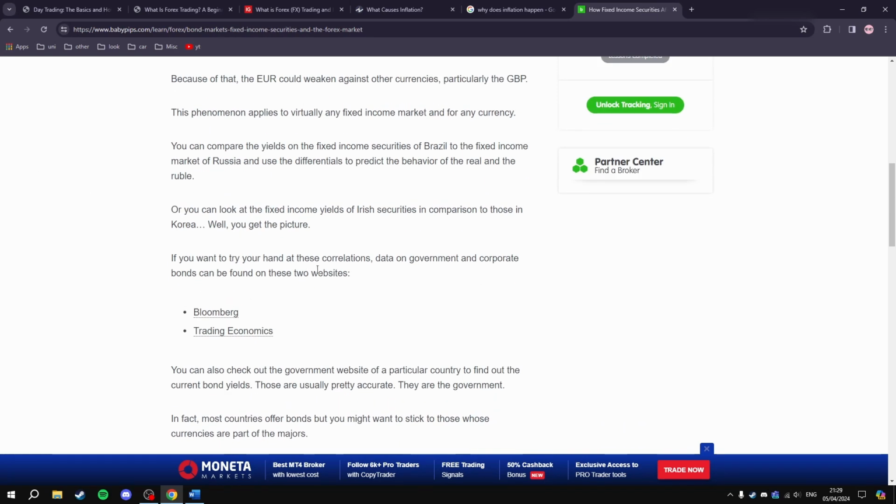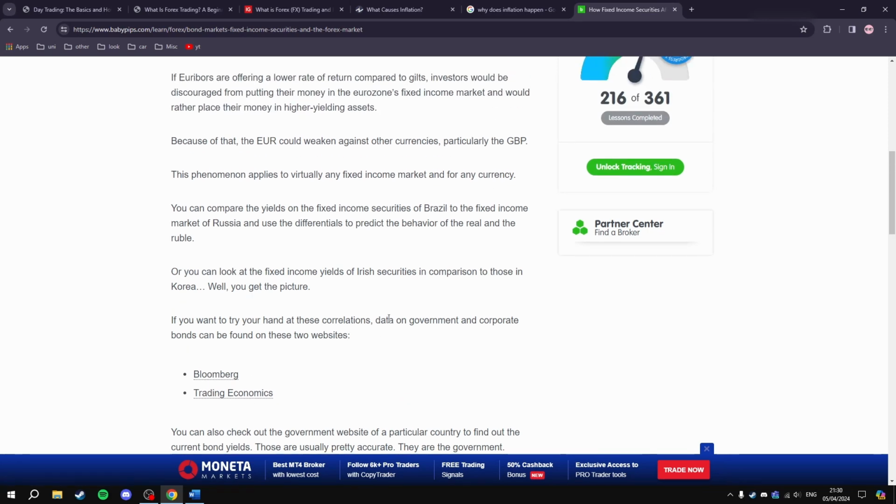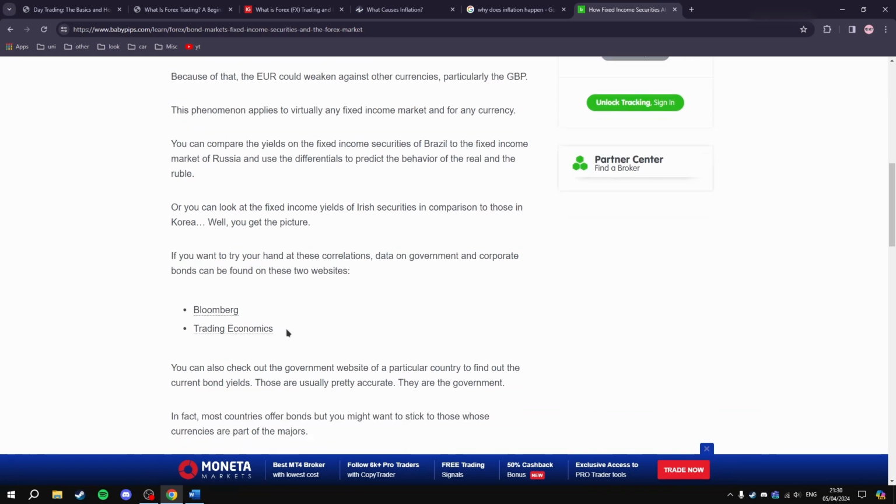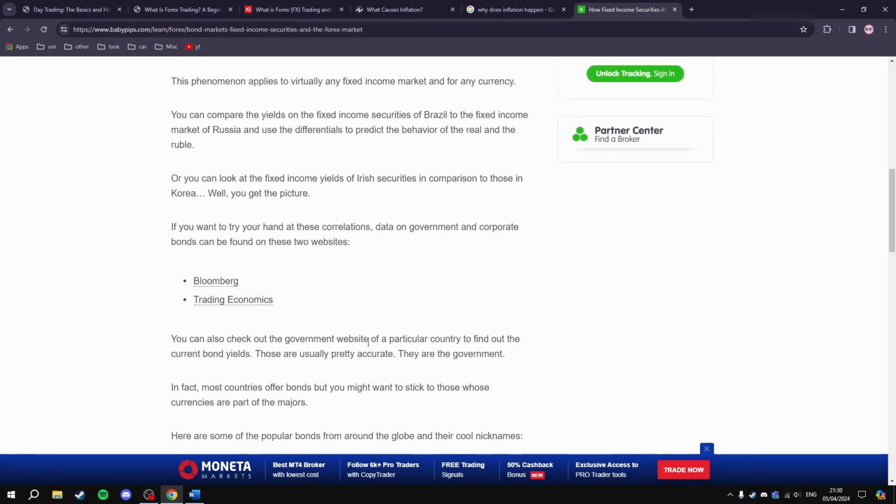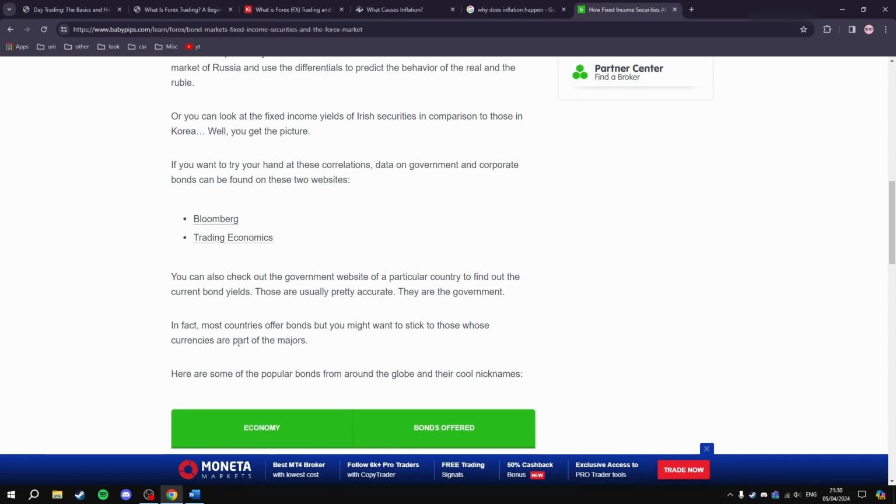If you want to try your hand at these correlations, data on government and corporate bonds can be found on these two websites, Bloomberg and Trading Economics. You can also check out the government website of a particular country to find out the current bond yields. Those are usually pretty accurate. They are the government. In fact, most countries offer bonds, but you might just want to stick to those whose currencies are part of the majors.